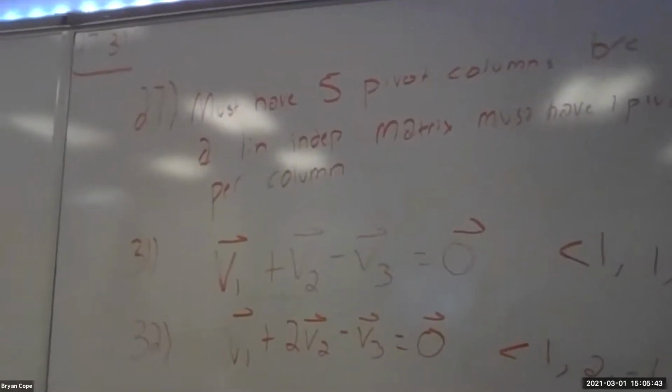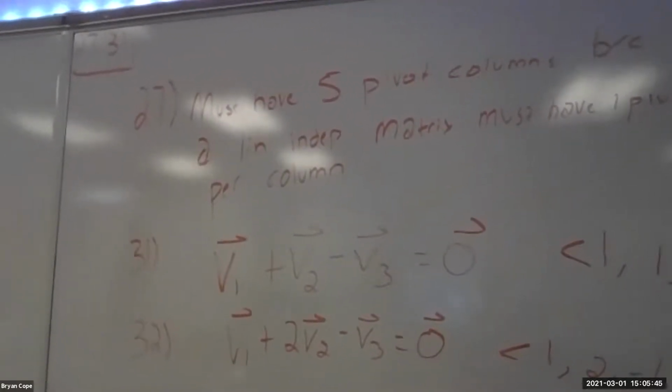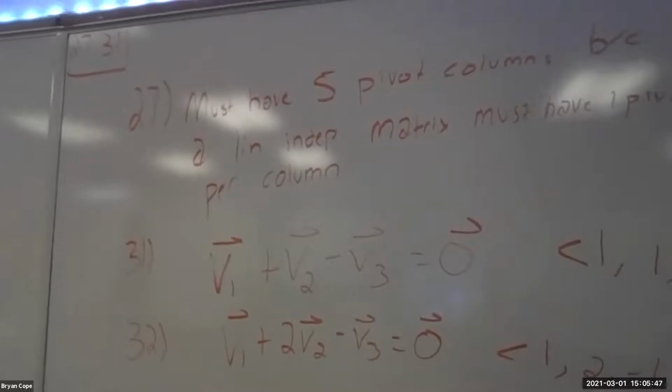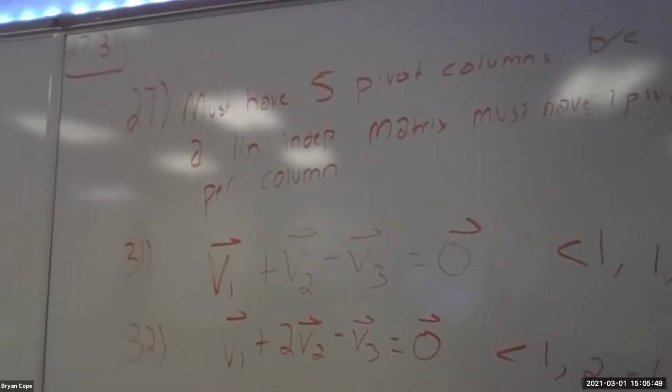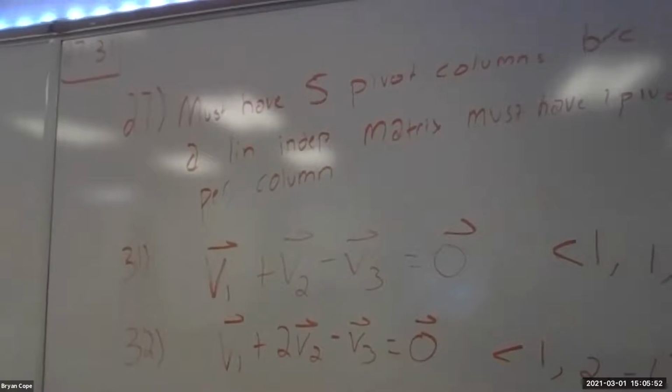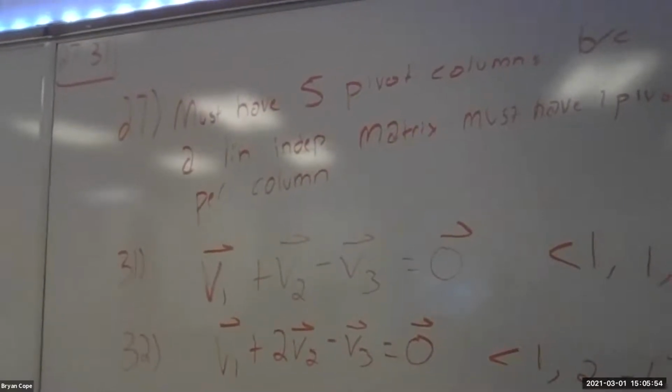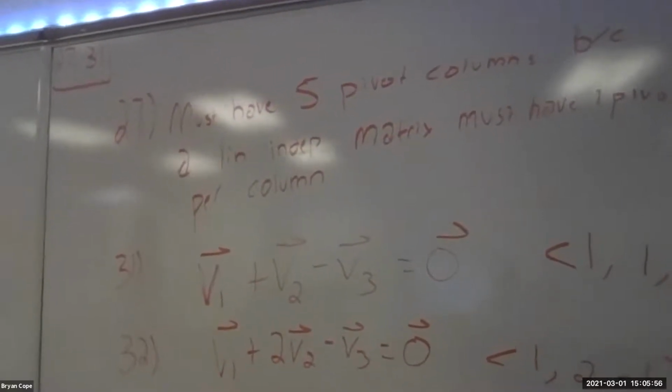Let's take this one. So 27, 31, and 32. If you have books out at home, could you look at 27, 31, and 32? I'm going to show the work here. So 27 asks, if you have a 7 by 5 matrix and we want to make sure that the matrix is linearly independent, how many columns must be pivot columns? We said that you need to have 1 pivot per column, so you need to have 5 pivots.